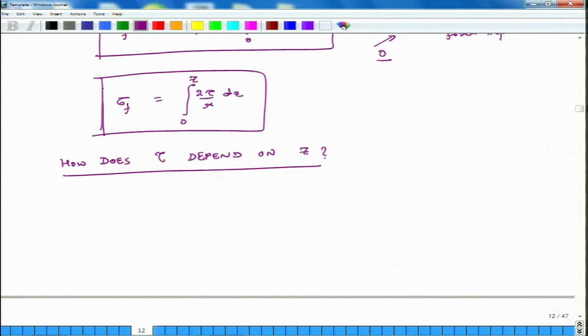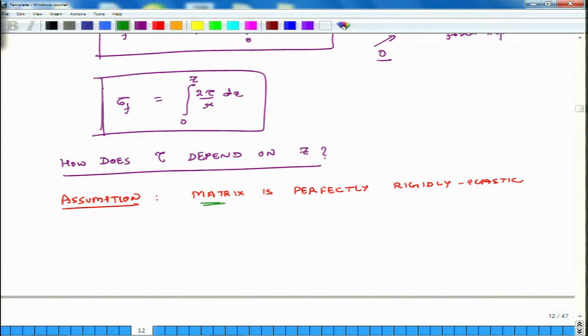So, now we will make one very big assumption. For purposes of this course, for academic discussion, we are going to assume that the matrix is perfectly rigidly plastic. Now, I will explain what that means. It is perfectly rigidly plastic, and a lot of matrix materials are approximately like this. They are not rigidly plastic, nothing is rigidly plastic, but this makes the mathematics easier. So, we are assuming this.